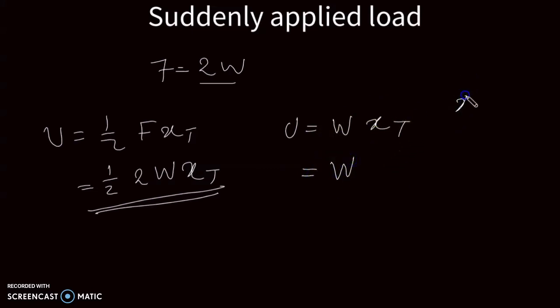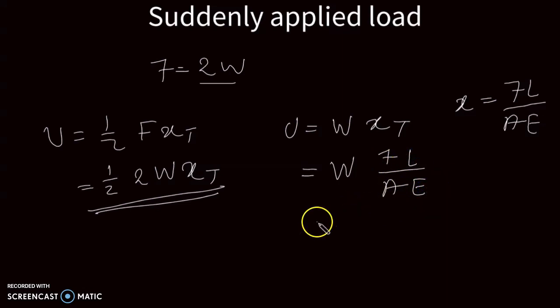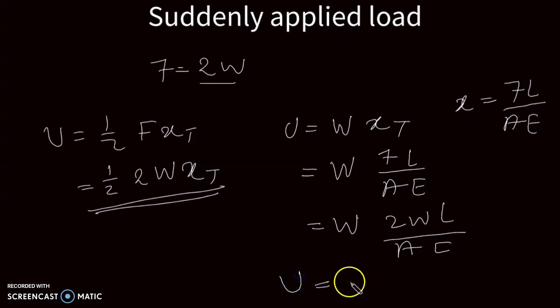Therefore, we are going to say, we know this is equal to FL divided by AE, where we are going to substitute the value of F. And the value of F is equal to what? 2W. So 2W L divided by AE. And then we are going to end up with the equation that says U is equal to (2W) squared L divided by AE.